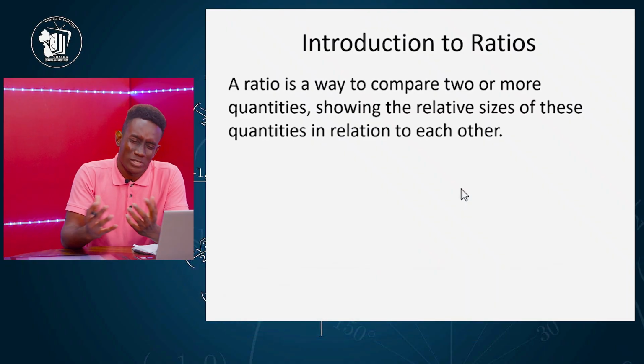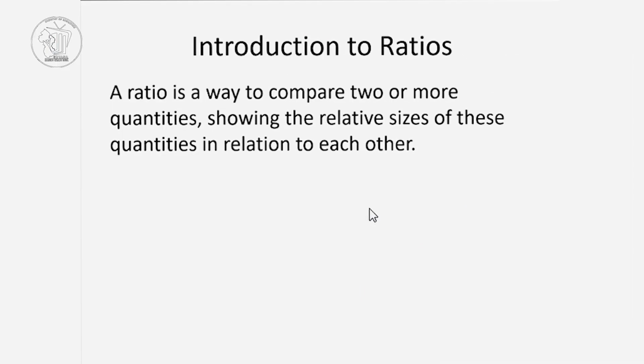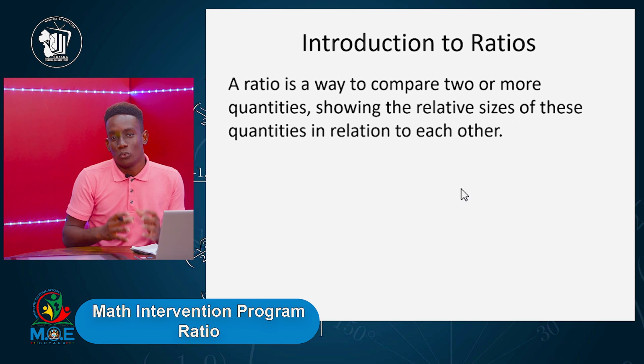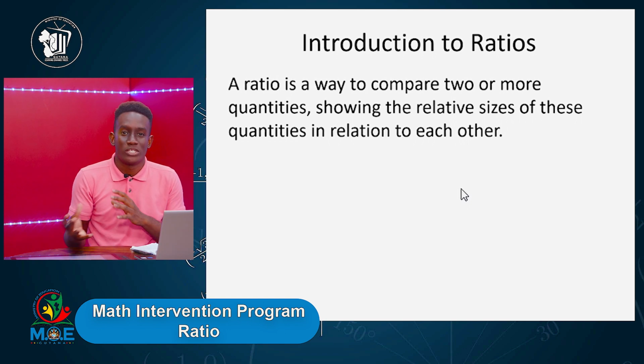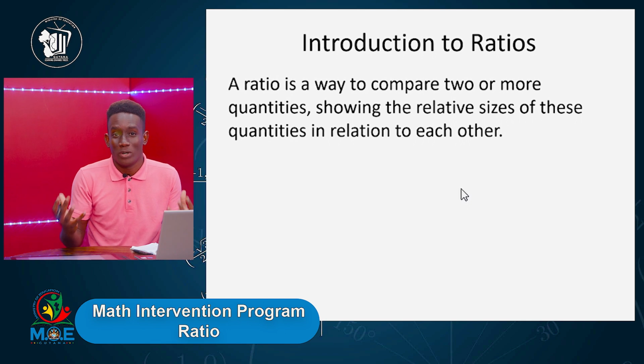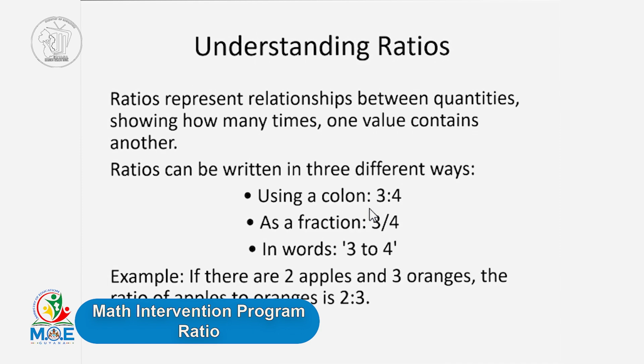So first things first, what exactly is ratio? When we talk about ratio, what are we talking about? Now, ratio is a way to compare two or more quantities, showing their relative sizes in relation to each other. So if you have two quantities and you want to show the relationship between them, how one quantity is related to the other, I'm saying quantity a lot, we use ratio. So let's look at how ratio is written and how it is represented.